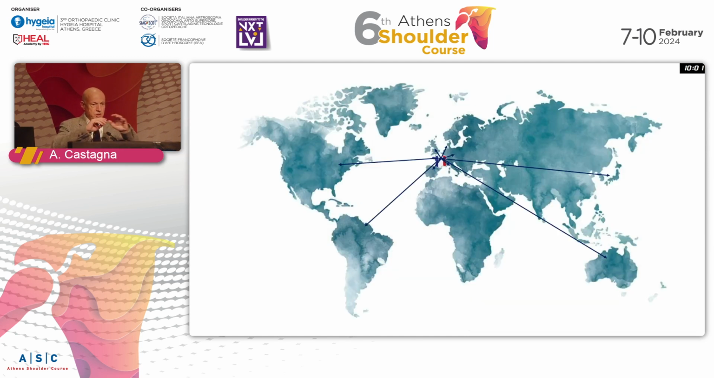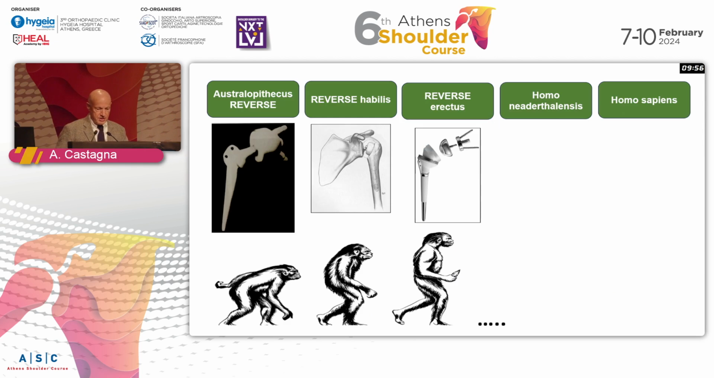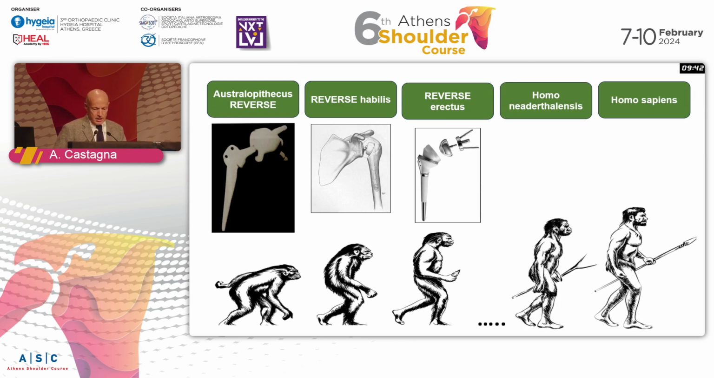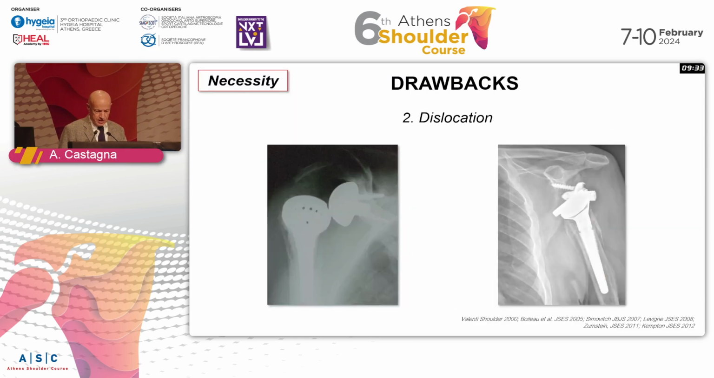And it was spreading all around the world, really all around the world, a great success. So we are moving in the evolution of the system from the Australopithecus reverse, the reverse habilis, Charlie Neer, and now the reverse erectus. Now we have the Paul Grammont design. But still, we have a long way to go. We are not totally happy. We are much happier than before, but not totally happy.